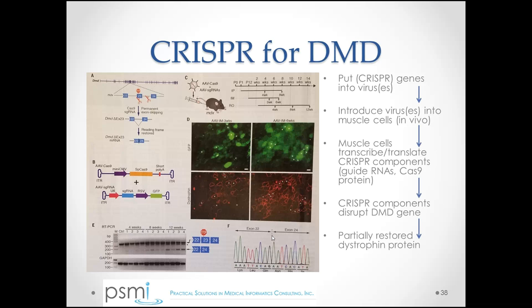Now, it's kind of a complex process that I tried to summarize here for what they did. The gene that's broken is the DMD gene, but they're not introducing a DMD gene. Rather, what they're doing is they're introducing CRISPR genes and CRISPR guide RNAs that are directed against the DMD gene. They're trying to alter the DMD gene. So they put the CRISPR genes into viruses. They introduced the viruses into muscle cells in vivo. The muscle cells then transcribe and translate the CRISPR components. It's the CRISPR components that then disrupt the DMD gene, and you wind up with a partially restored dystrophin protein.